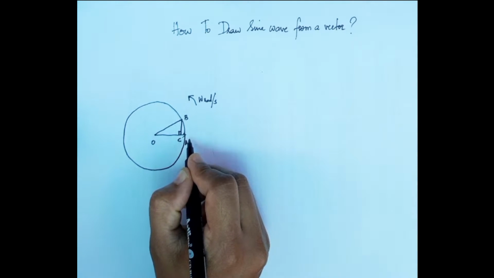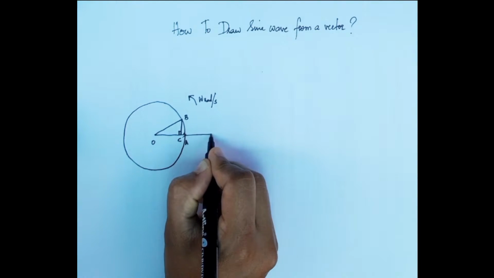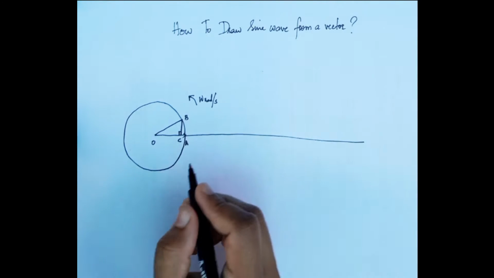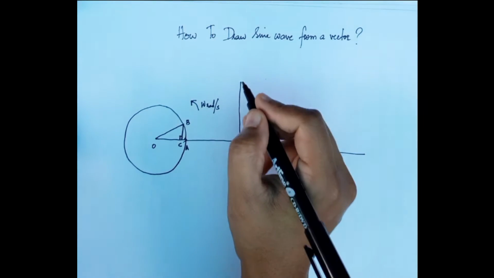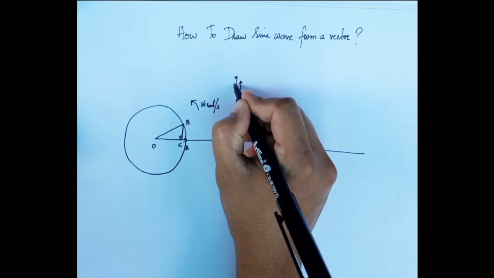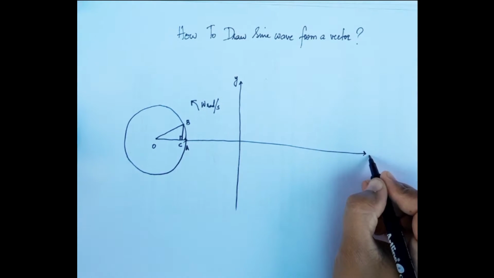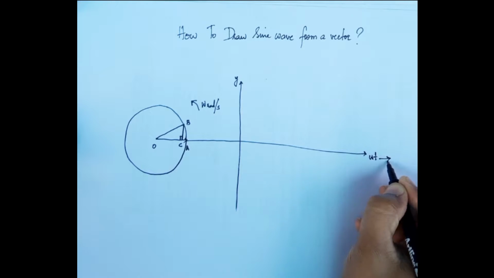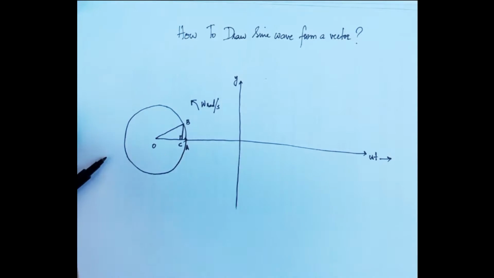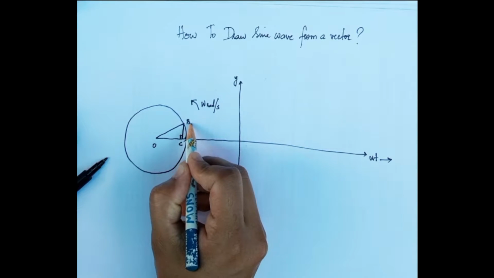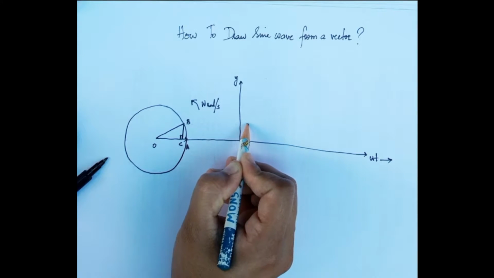If we project such vertical components like BC onto an xy plane with x-axis as omega t, y be y, we will get a sine wave. Let's see how. We are projecting BC.